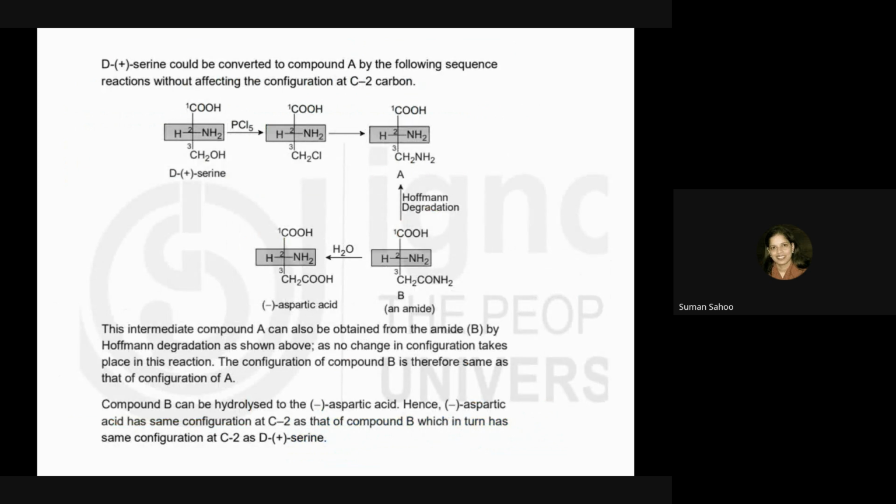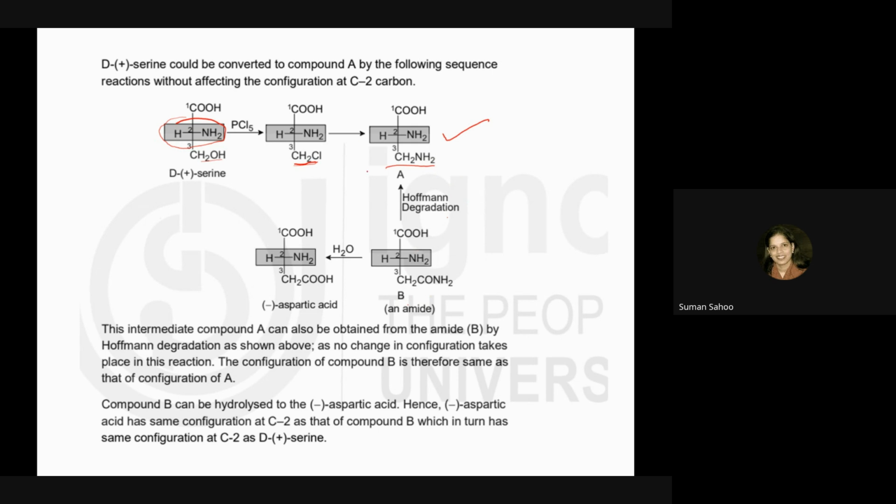Similarly, another example, suppose we have serine. We do not know the configuration around this carbon, but whenever it is treated with phosphorus pentachloride, there would be nucleophilic substitution. Again, you just do the amination. And this diamine can be found from an amide, by your Hofmann degradation.